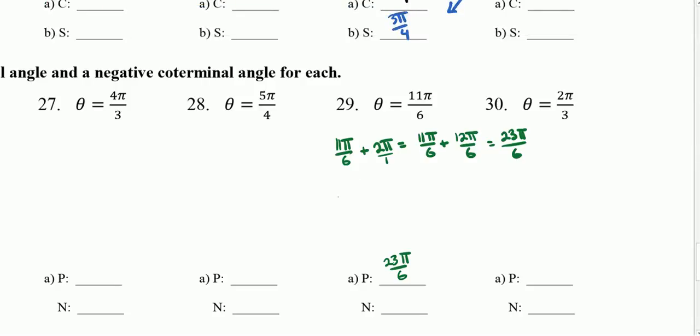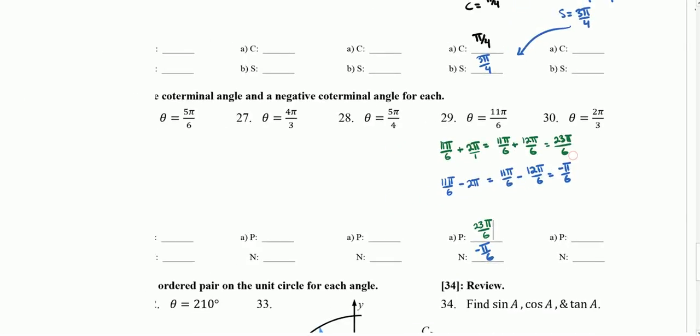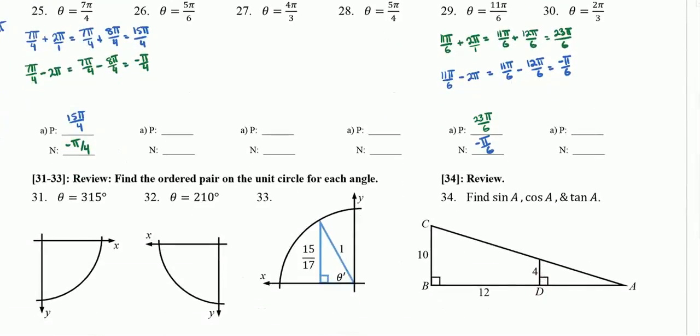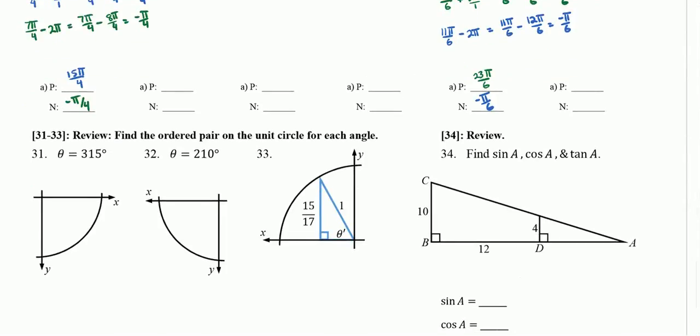To get a negative coterminal angle, we'll start with 11 pi over 6, and this time subtract 2 pi. So 11 pi over 6 minus 12 pi over 6 is going to equal negative 1 pi over 6. And there we have it.